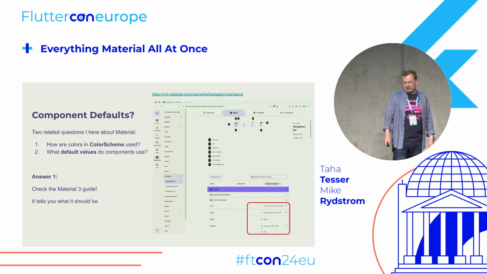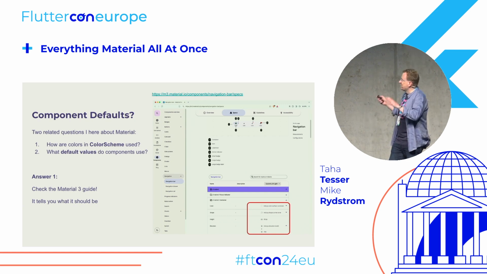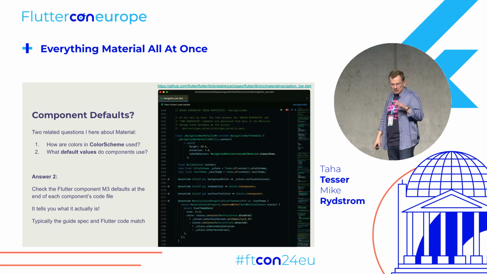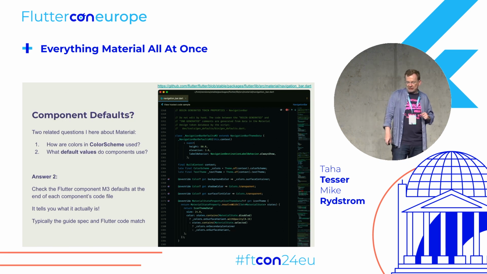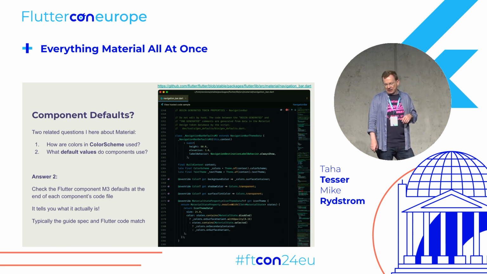What color is used where? Check the material tree guide and the specs sections. It's all there for every component. Another handy trick is just to dig into the code and open up the specific component and scroll to the end of it, and there you have the defaults also in Flutter. It should be the same as the spec. It usually is. Sometimes there is a bug and it's not, but 98% of the time it is, maybe 99 by now.